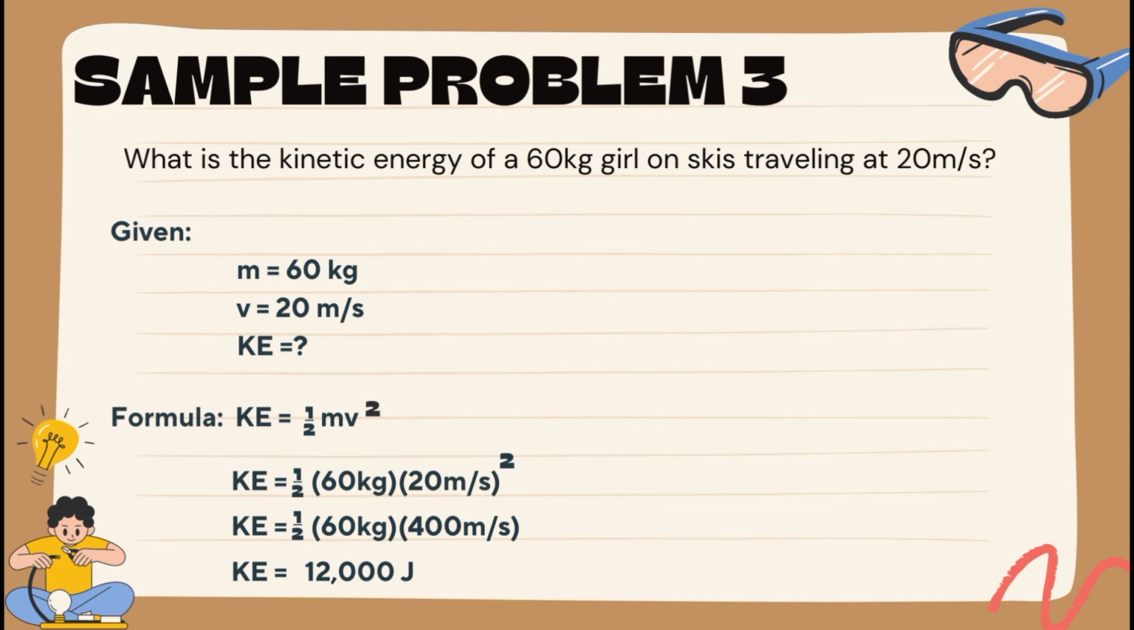So again, let's get the square of 20 meters per second, that is equivalent to 400 meters per second, multiplied by 60 kilograms, that would be a total of 24,000. After we get the 24,000, let's get the half of this 24,000, that is equivalent to 12,000 joules. Alright, so hoping you got the correct answer for sample problem number 3.